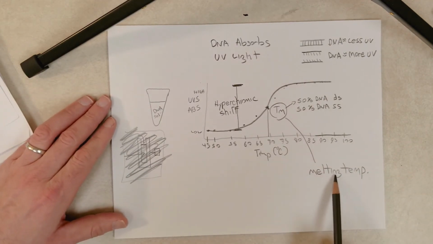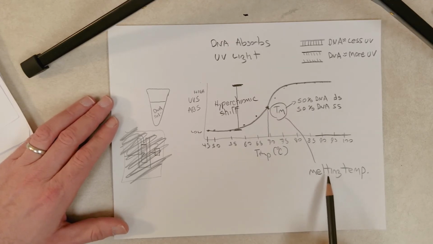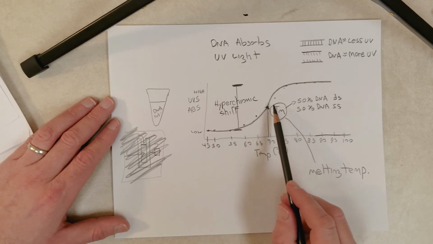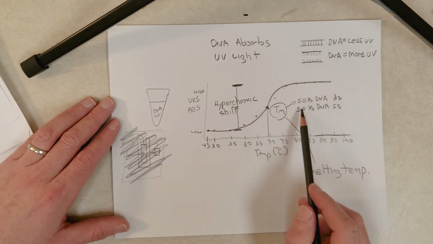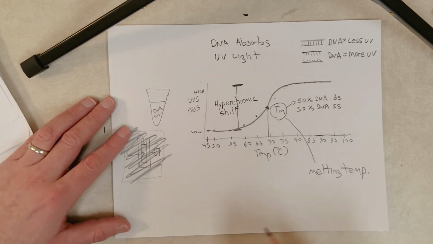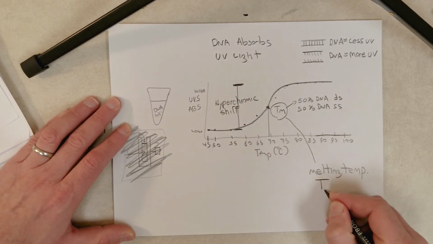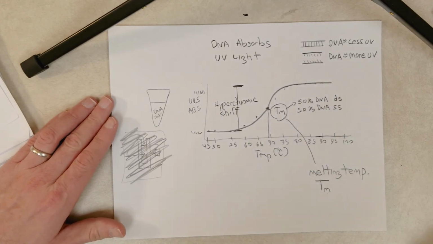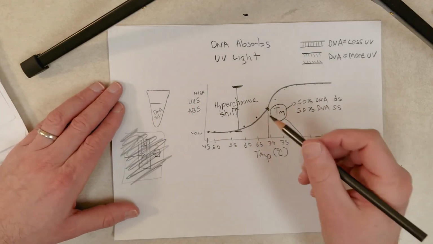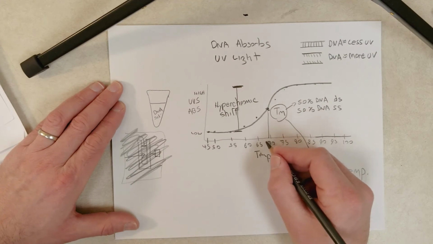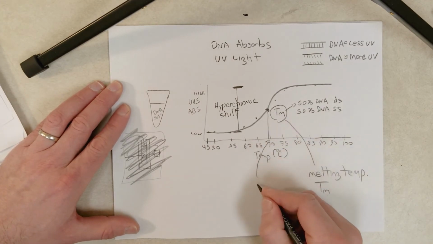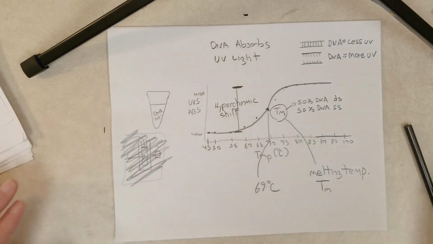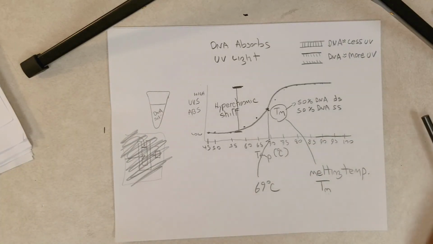And the word melting means the hydrogen bonds are coming apart. And the melting temperature of a solution is the temperature at which half the molecules are double-stranded and half the molecules are single-stranded. And Tm is usually written like this, big T, little m. Now, okay, let's say the Tm of this solution is 69 degrees Celsius.